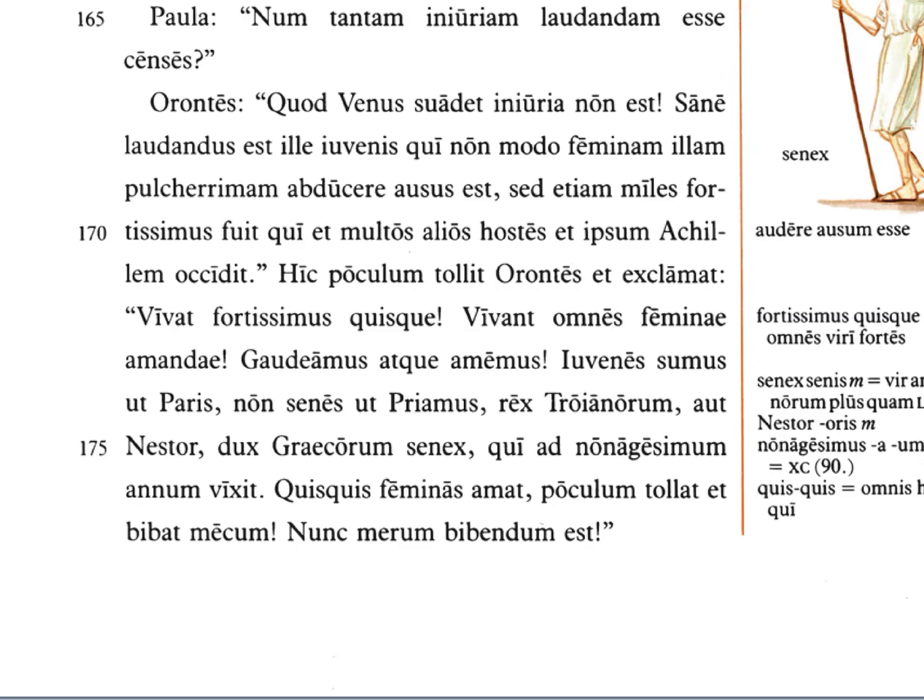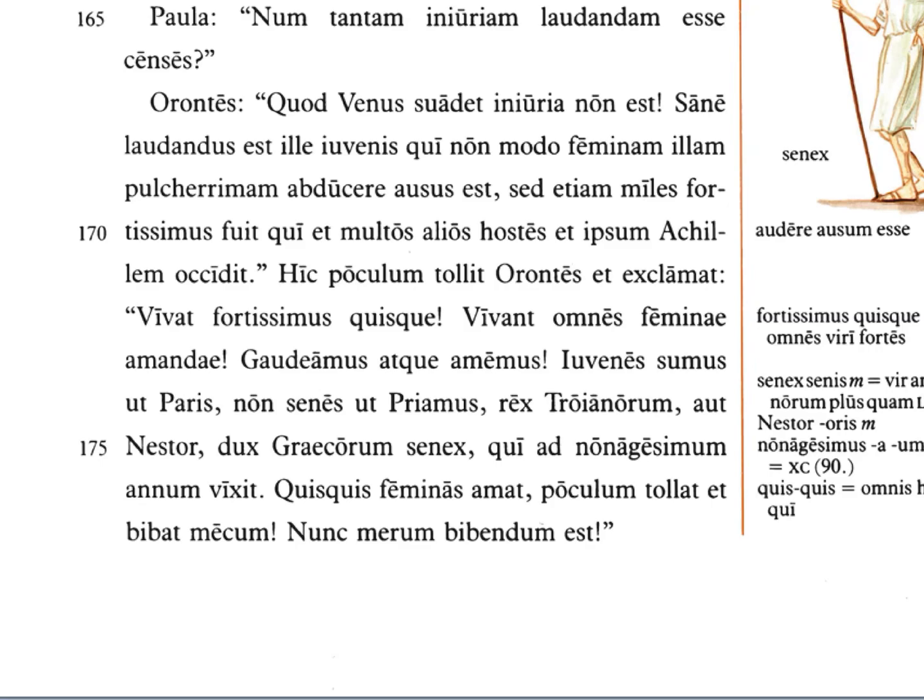Well, that's his opinion. Sane laudandus est ille iuvenis, clearly that young man is to be praised, qui non modo feminam illam pulcherrimam abducere ausus est, who not only dared, ausus est, to abduct that most beautiful woman, sed etiam miles fortissimus fuit, but also was a very brave or most brave soldier, qui et multos alios hostes et ipsum Achillem occidit, who killed both many other enemies and Achilles himself. And this is true. Paris is the one who killed the Greek hero Achilles, the greatest Greek hero of the Trojan War. Of course, he just shot him in the heel, and Apollo guided his arrow, and, you know, it's not very glorious.